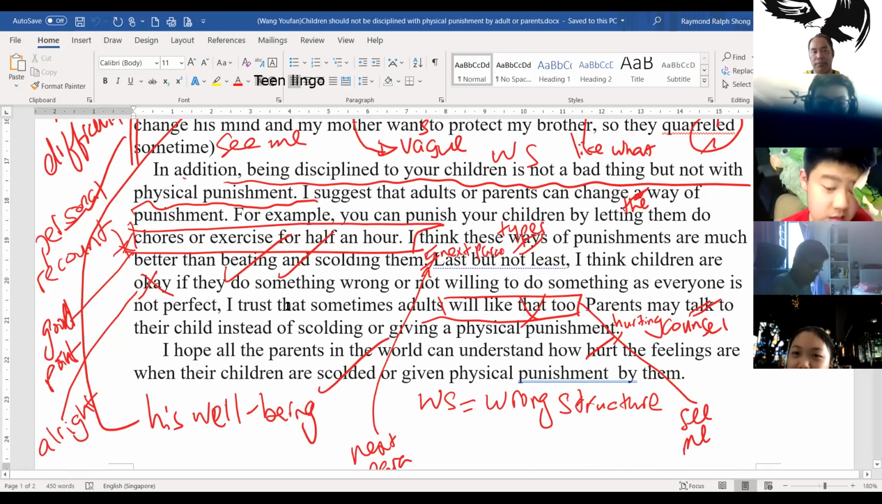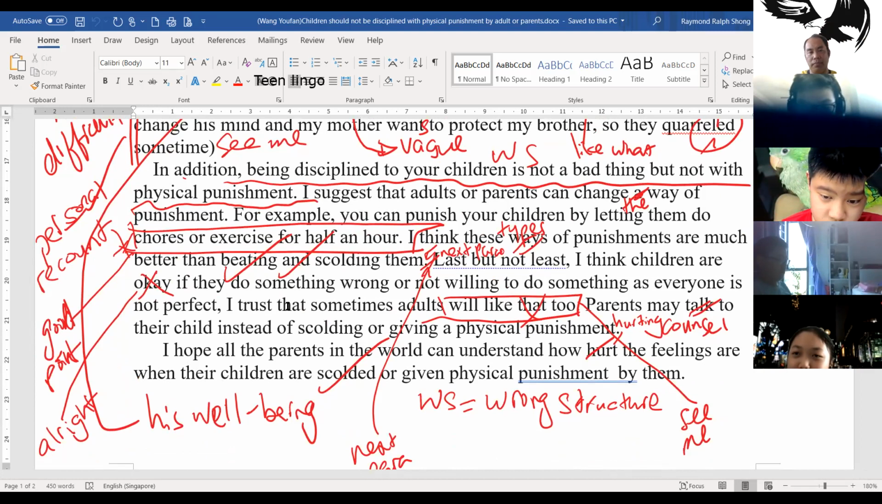In addition, disciplining your children is not a bad thing, but not with physical punishment. Okay, stop there. You saw the curvy bracket, Yifan. Okay, you must take note. In addition, I would not say I abhor. Write down A-B-H-O-R.